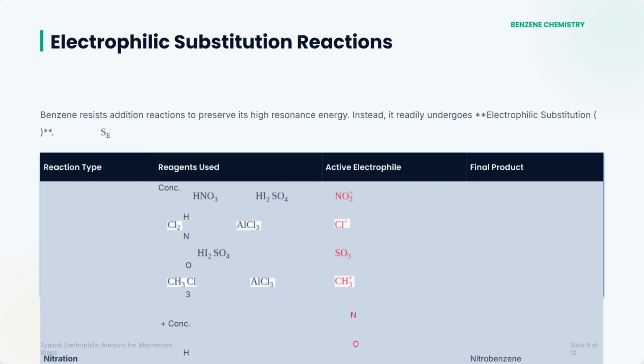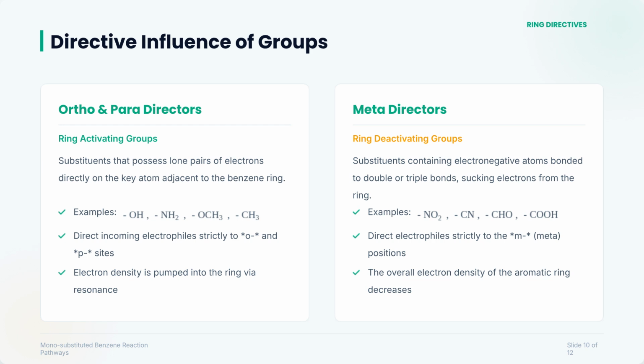Benzene resists addition reactions. Instead, it undergoes electrophilic substitution reactions. These reactions involve various reagents to introduce substituents onto the aromatic ring. Substituents influence the direction of future substitutions. Ortho and para directors activate the ring via resonance. Conversely, meta directors are deactivating, directing incoming groups to the meta position.